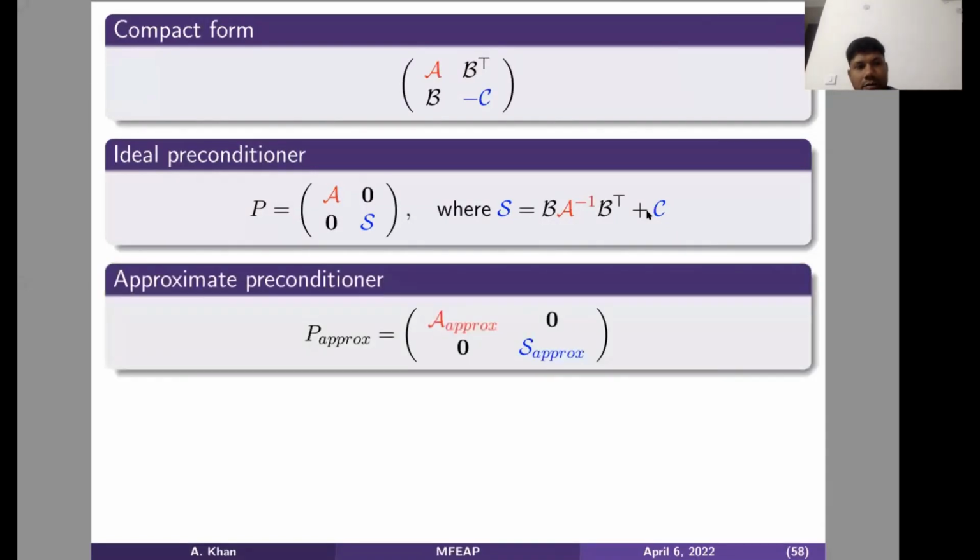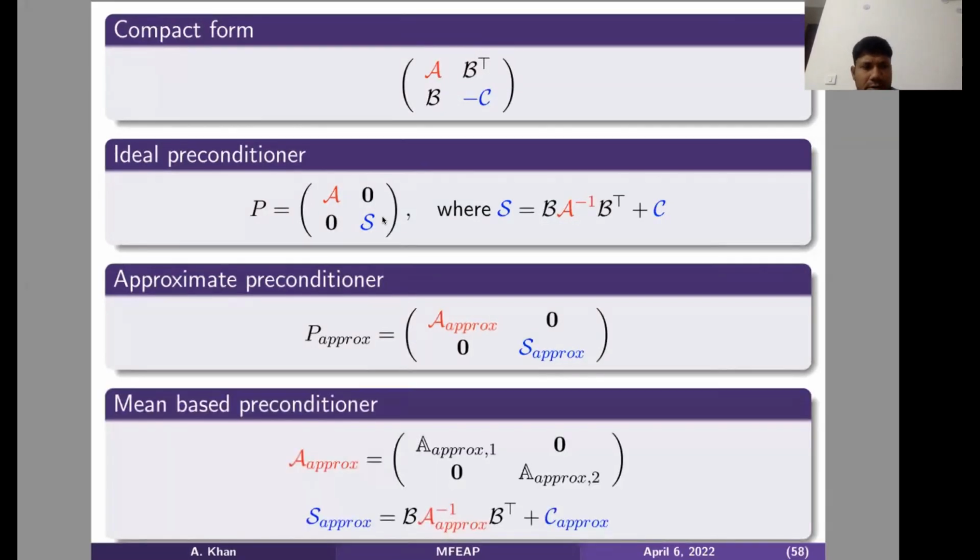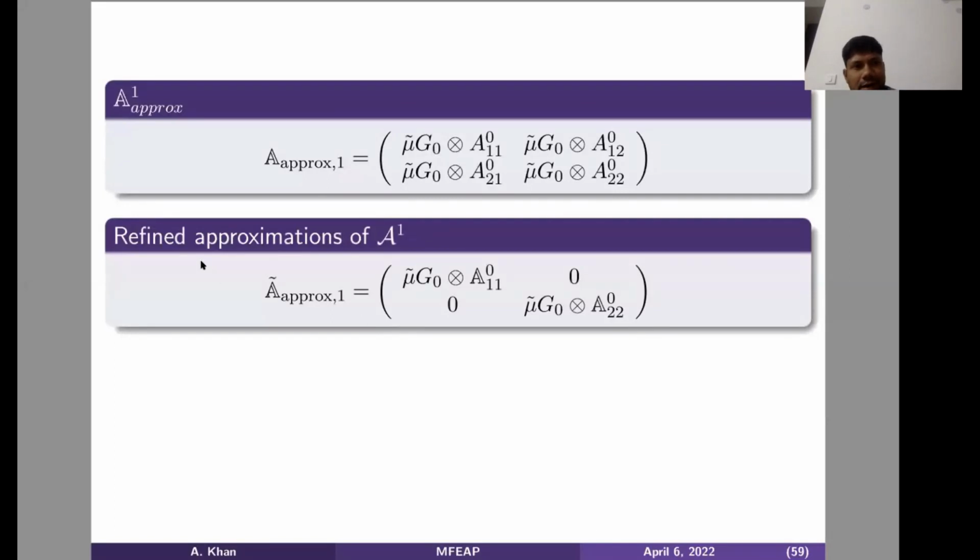So what we will do is define some approximate preconditioner. We'll try to find some approximation of this A and also an approximation of the Schur complement. As a choice, we can use this mean-based preconditioner. We're trying to find some mean-based approximation of A, and we'll discuss the approximation of the Schur complement later. But you will see that if we compute this Schur complement, it will again be dense, and we will not get a sparse approximation.